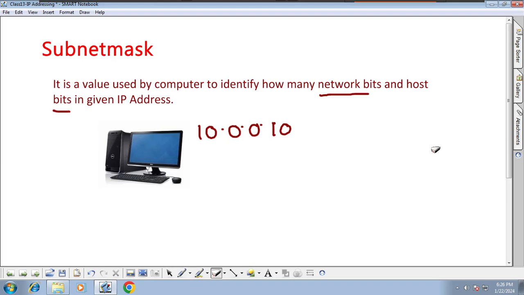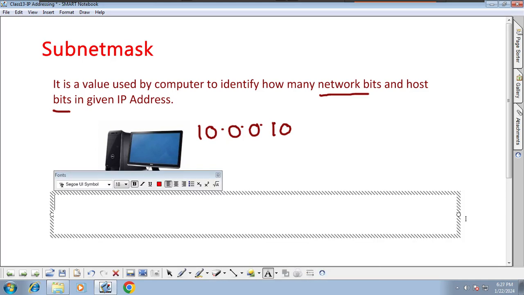So how does a subnet mask look? You understand how a subnet mask looks? Yes, there are 4 octets in a subnet mask.